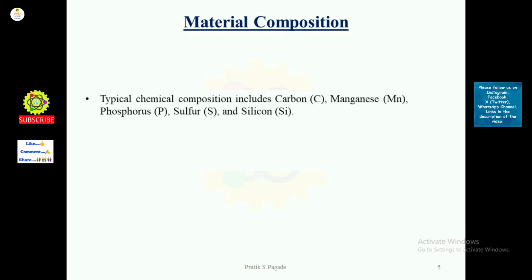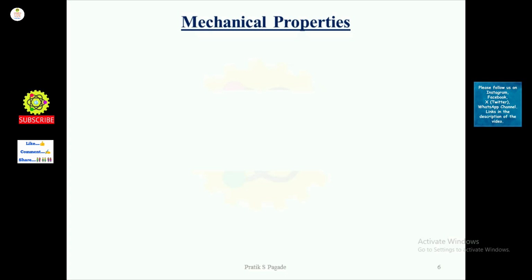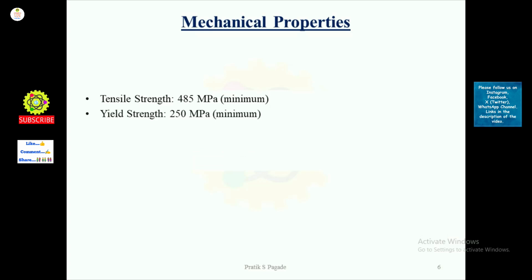So now let's see the material composition. Typical chemical composition includes carbon, manganese, phosphorus, sulfur, and silicon. Okay, so now let's see the mechanical properties. Tensile strength of ASTM A216 grade WCB is 485 megapascal minimum. Okay, yield strength is 250 megapascal minimum. Elongation is 22% minimum. Reduction of area 35% minimum.